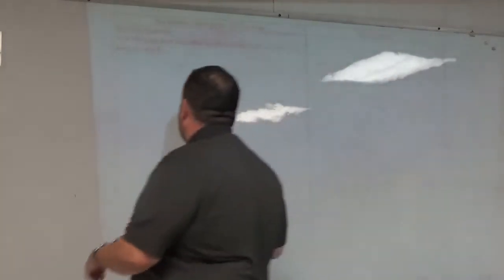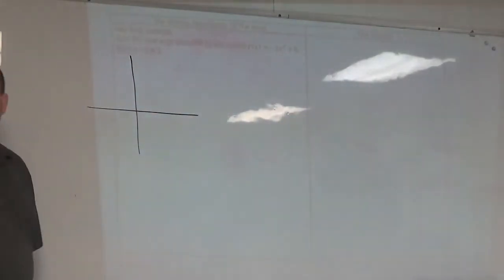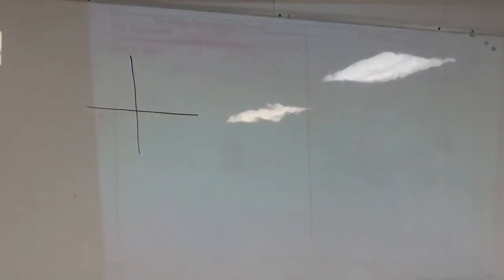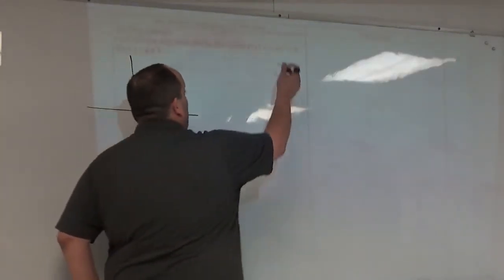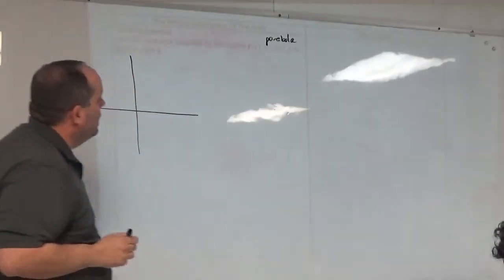And for this first one, I wanted to be kind. I wanted to give you graphs that we should know and know well. For example, the graph of negative 2x squared plus 3. What do we know? Parabola. Opening which way? Down. What do we know about the vertex?